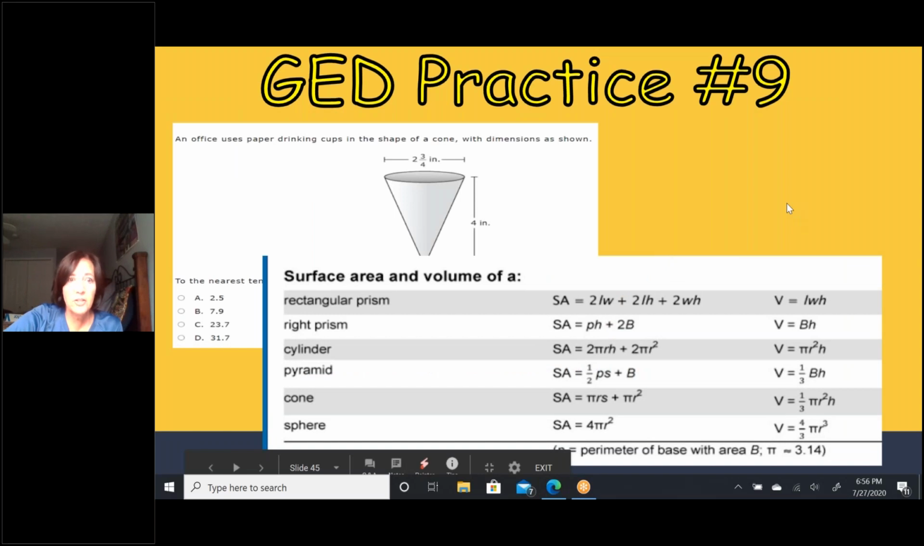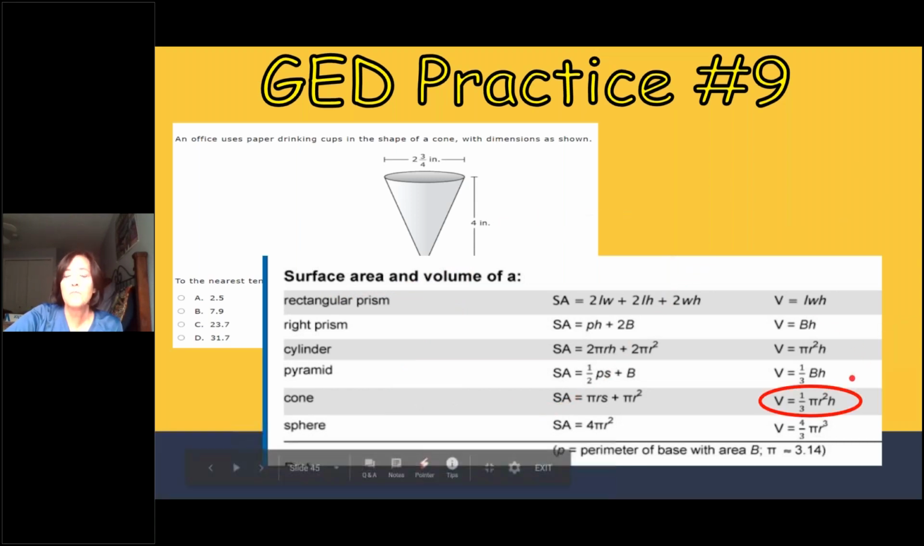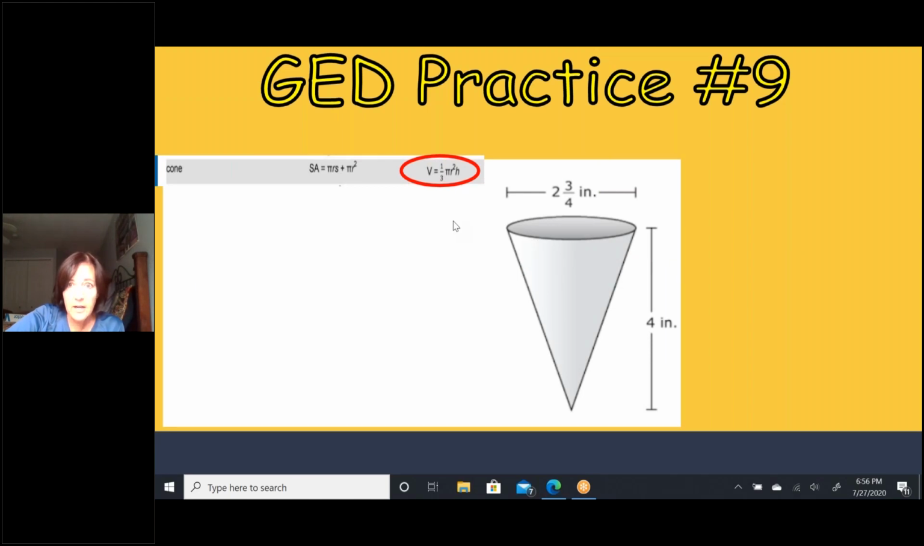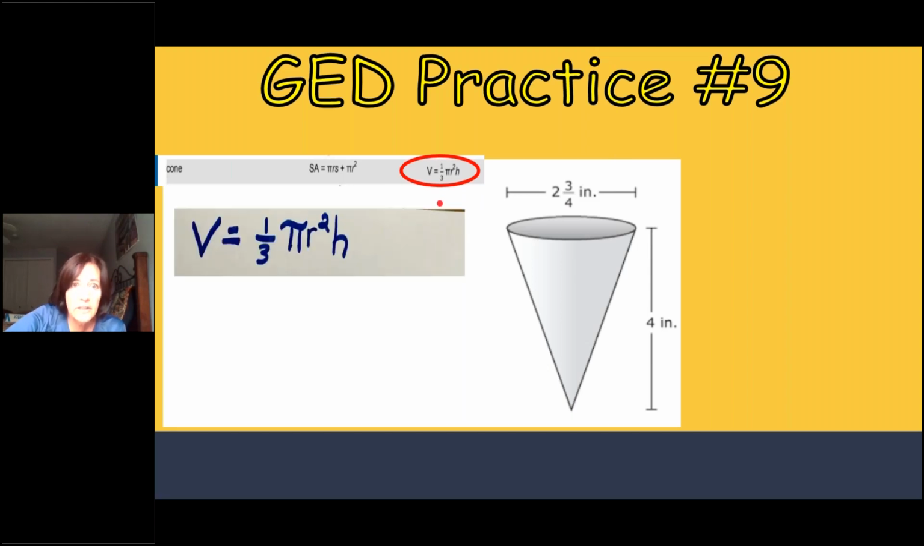Here is our formula page, and it tells us the volume of a cone is going to be 1/3 pi times r squared h. So I cut off that part of our formula page so we'd have it. So let's go ahead and start inserting. So we know that our formula is 1/3 pi r squared times h. So we need to start substituting. So 1/3, got that. For pi, we need to substitute 3.14.